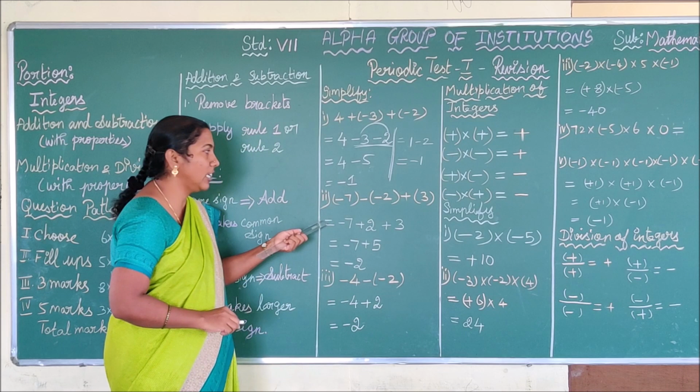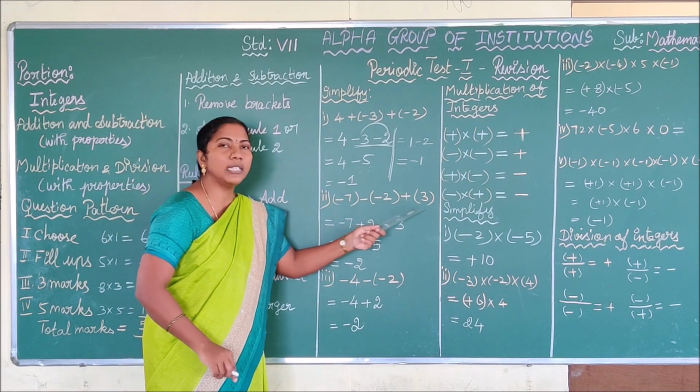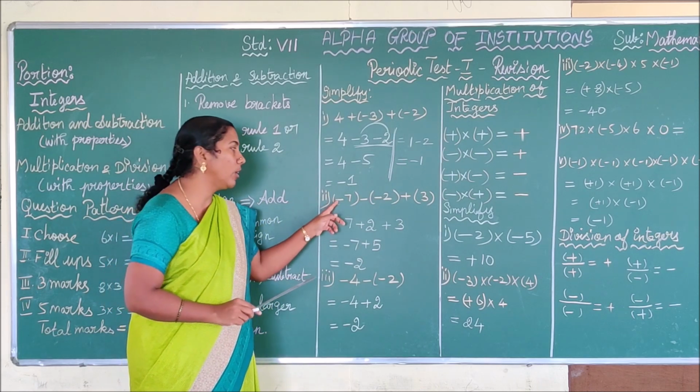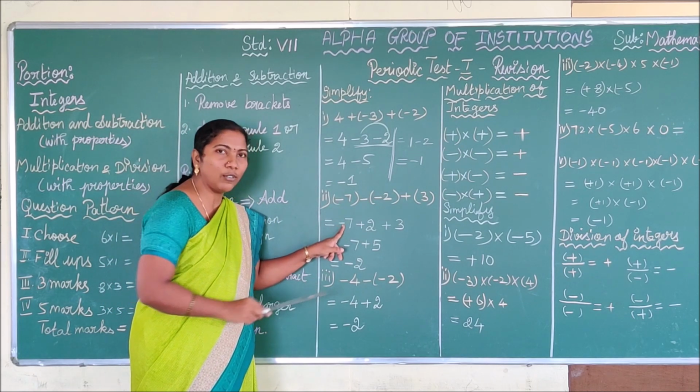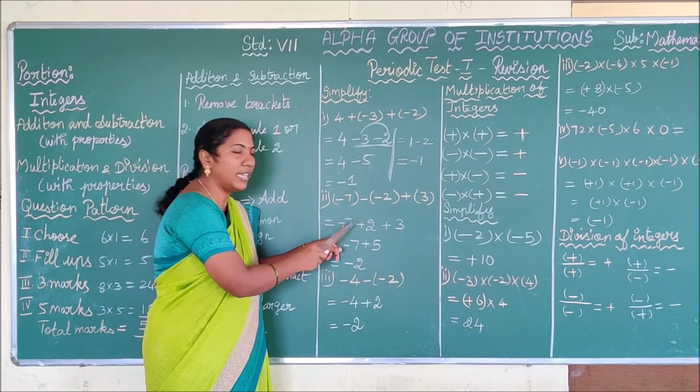Okay. So here, see the next one. Minus 7 minus of minus 2 plus 3. Now the first step is you have to remove the bracket. Now we have removed the bracket. Minus 7. Before the minus 7 we don't have any number, so write it as it is, minus 7.